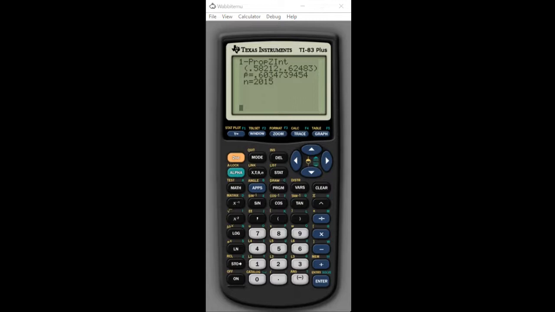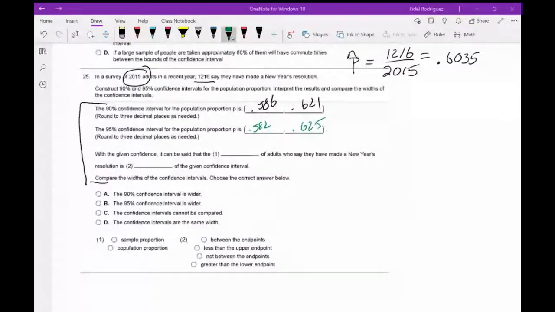Now, let me stop sharing that and let me share the review with you again. And here we go. Let me just double check that you guys can see that. There we go. Perfect. Okay. So it says, with the given confidence, it can be said that, and guys, just the way that this printed out, these are going to be my choices here for number 1. So again, before I go on, I want you to look at what we're looking for. We're constructing 90 and 95% confidence intervals for the population proportion.